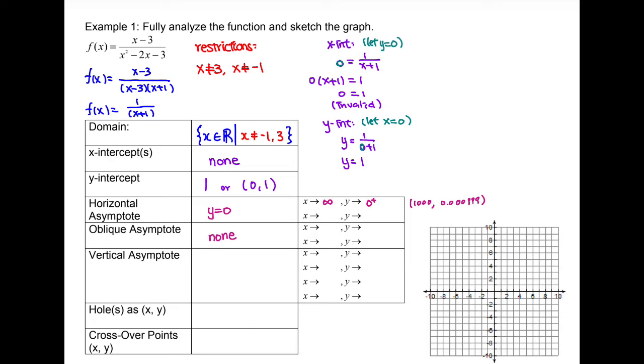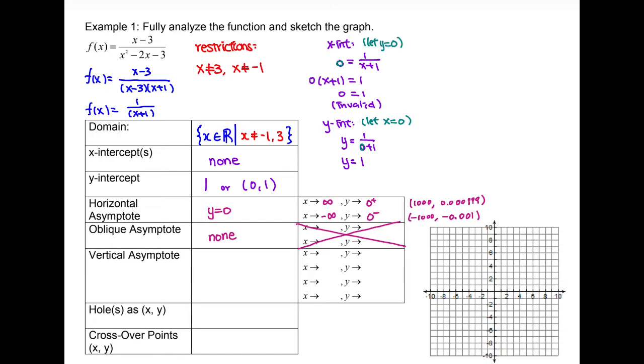from above. On the left end, when x is approaching negative infinity, we let x be negative 1000 and substitute into the function to find the y value. We find y to be negative 0.001, which is almost 0, but a little bit lower than 0, so we say y is approaching 0 from below. Since there is no oblique asymptote, we don't have to check the end behavior for the oblique asymptote.